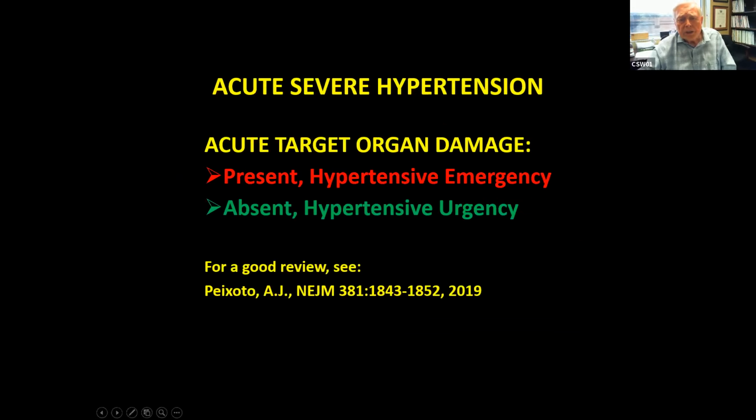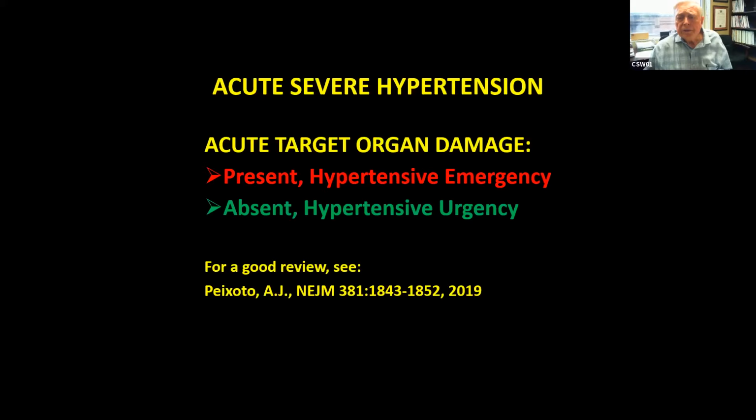So acute severe hypertension is a generic term that includes urgent and emergent. And the key difference is whether there's acute target organ damage. And that doesn't mean chronic target organ deficiency. Let's say a past history of MI is not what we're after.